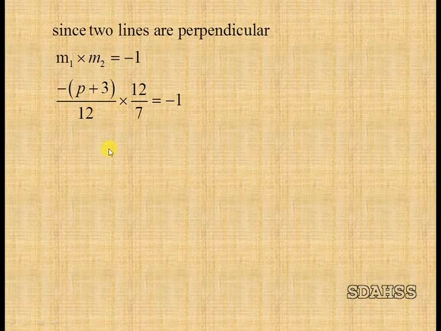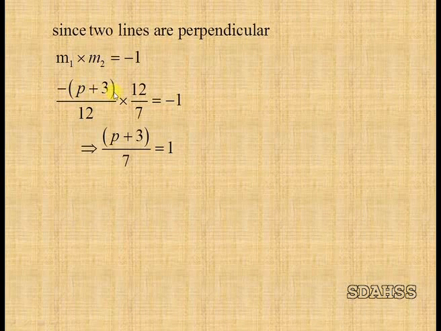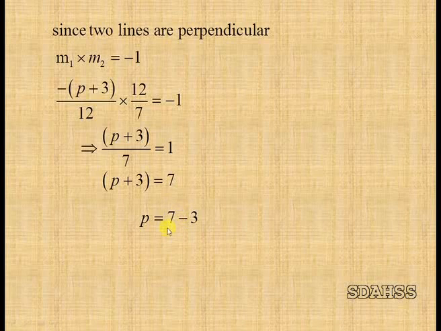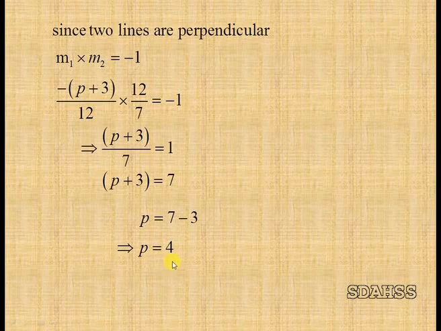12 cancels. Similarly, minus minus cancels. Remaining you have p plus 3 divided by 7 is equal to 1. Cross multiply. So p plus 3 is equal to 7. Then p is equal to 7 minus 3. 7 minus 3 means 4. So p is equal to 4. So the value of p is 4.